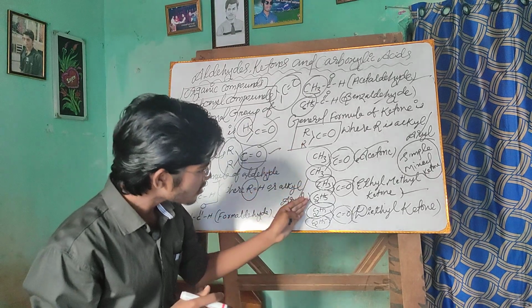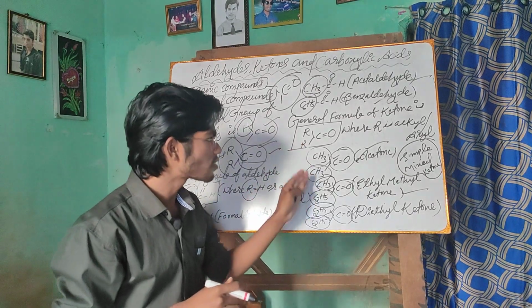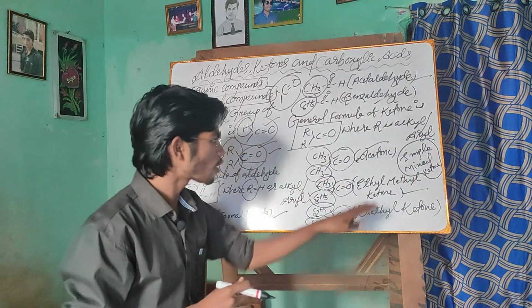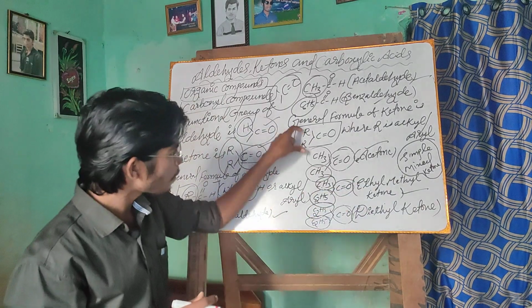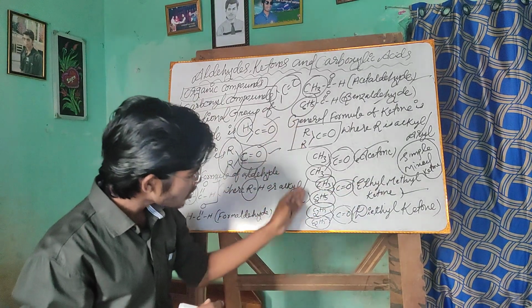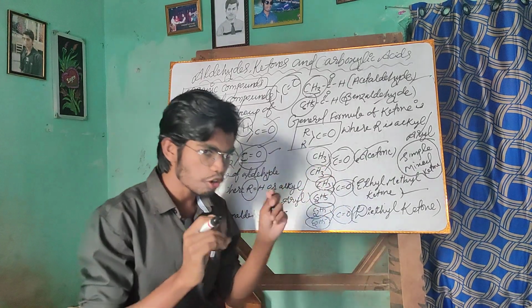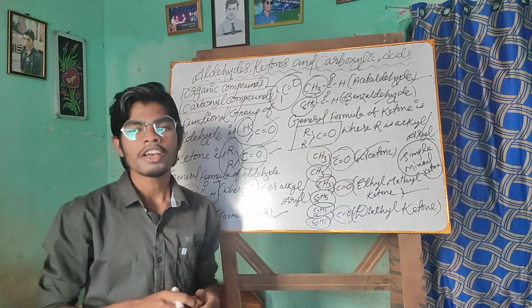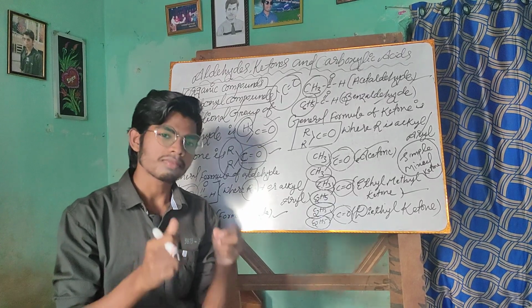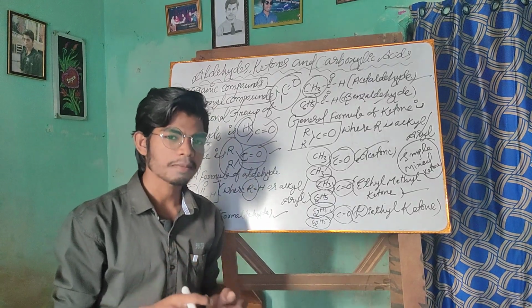If the different alkyl groups are there, then that is mixed ketone. So we have also discussed the various examples of the simple ketone as well as the mixed ketone along with its names. That means on the basis of this general formula, the various compounds are written and the names of these compounds are also written here. Now we will discuss the nomenclature of the aldehydes and ketones.